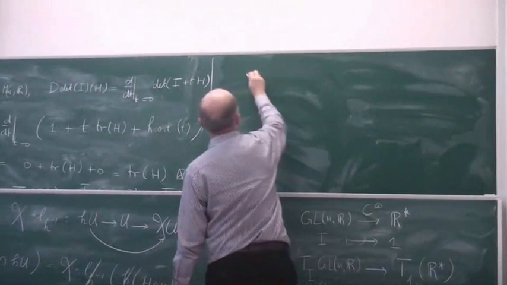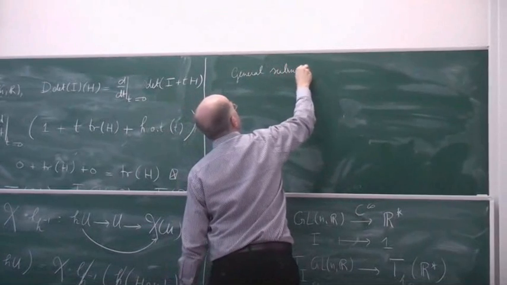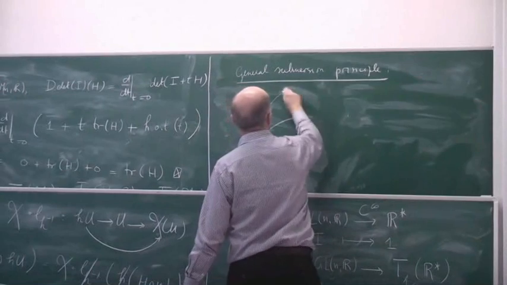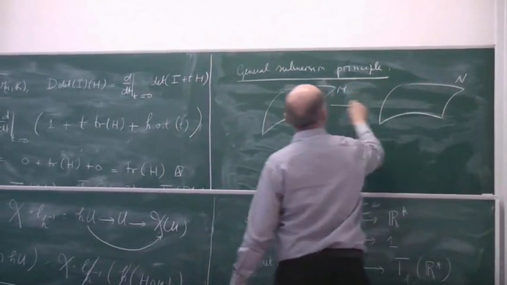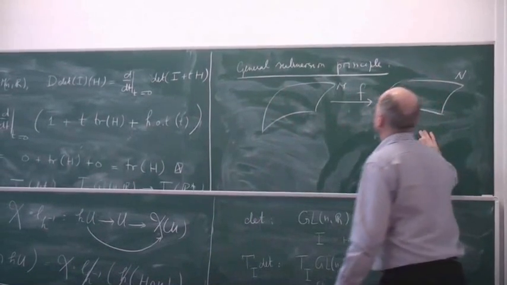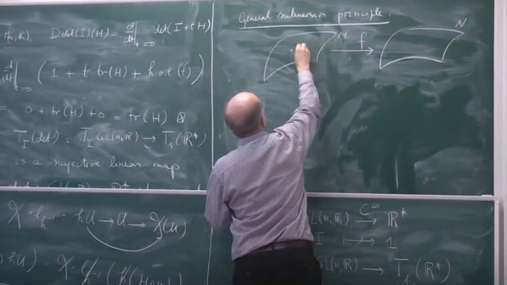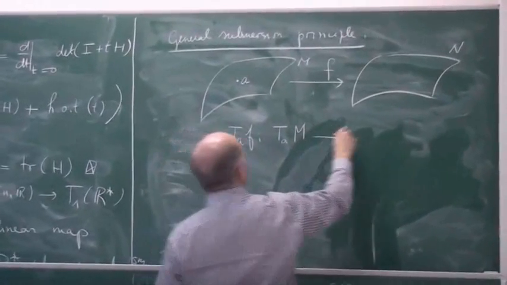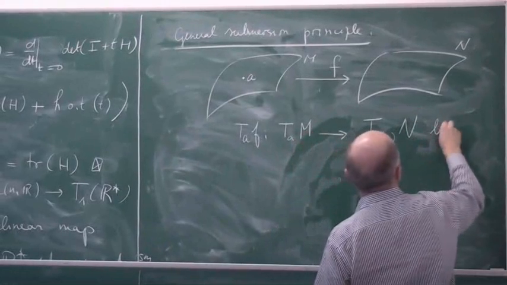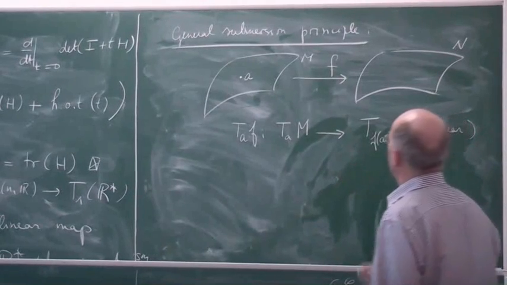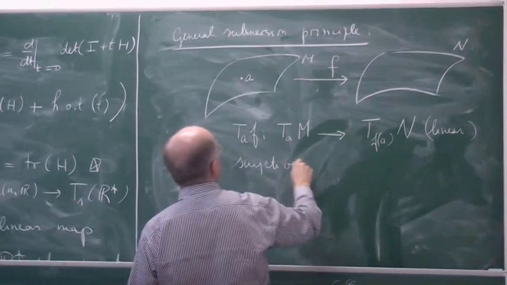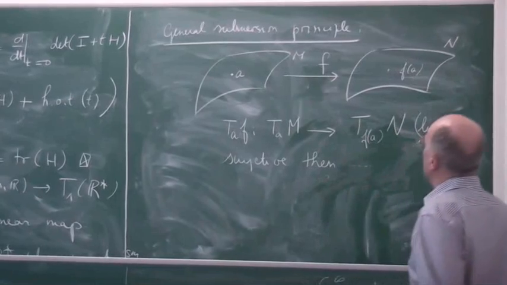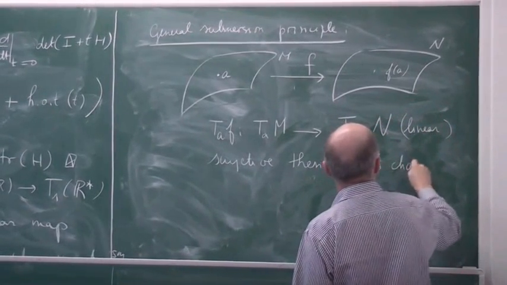So the general result is as follows. Suppose that we have a manifold M, and we have a manifold N, and we have a smooth map F between those manifolds. And suppose that we have a particular point A here, and assume that the tangent map of F at A, which is a linear map from the tangent space to the tangent space at the image point, is surjective. Then the statement is something like, so here we have F of A, there exist charts with certain properties.